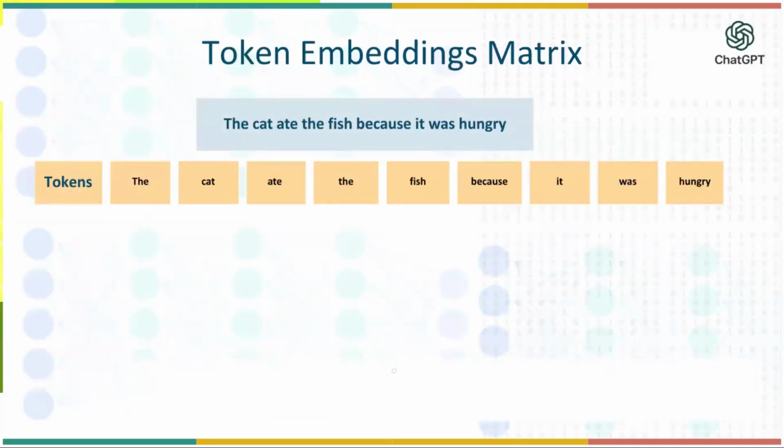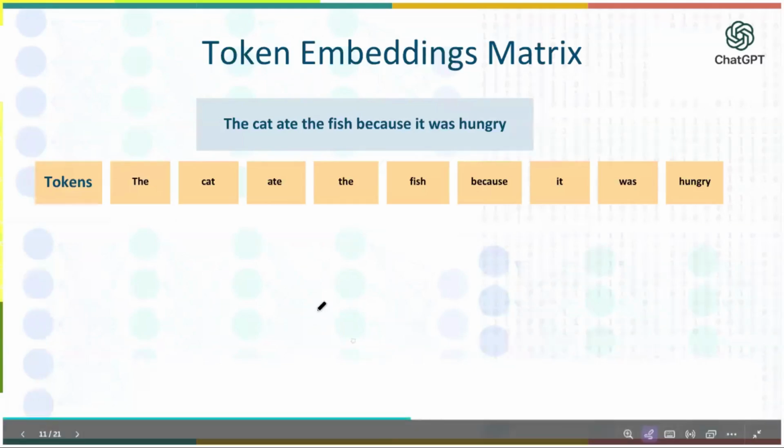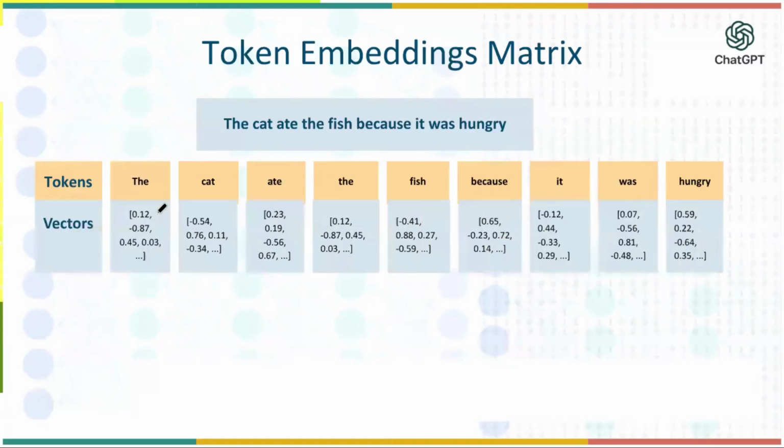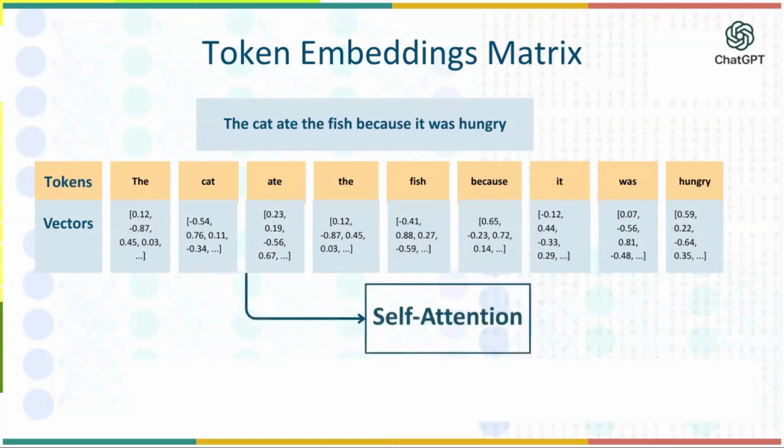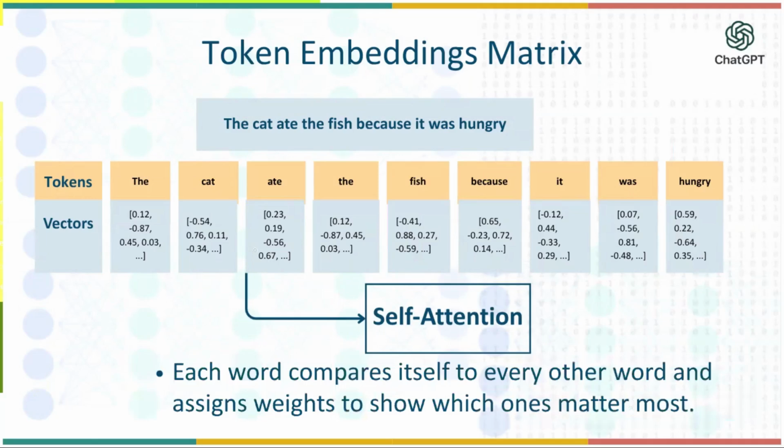When the model processes a sentence, it first converts each token into a vector, which is a numerical representation that captures its meaning in a multi-dimensional space. These token vectors are then passed into the self-attention mechanism. In this stage, each word compares itself with every other word in the sentence, assigning attention weights based on how relevant they are to its meaning. This process allows the model to determine which words should receive more focus when predicting the next token.